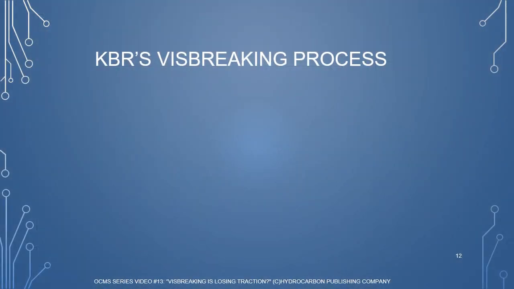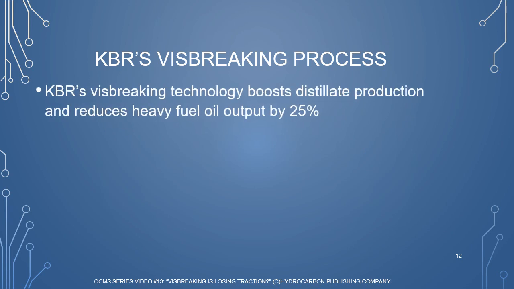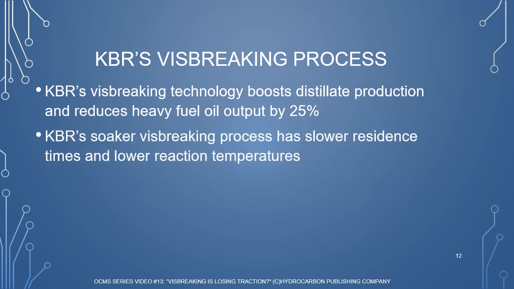According to KBR, their visbreaking technology boosts distillate production while reducing heavy fuel oil output by 25%. KBR also offers a soaker visbreaking process, which uses longer residence times and lower reaction temperatures. Although the soaker process prevents heavy gas oil product from being recovered, it beneficially lowers the heater fuel requirements.